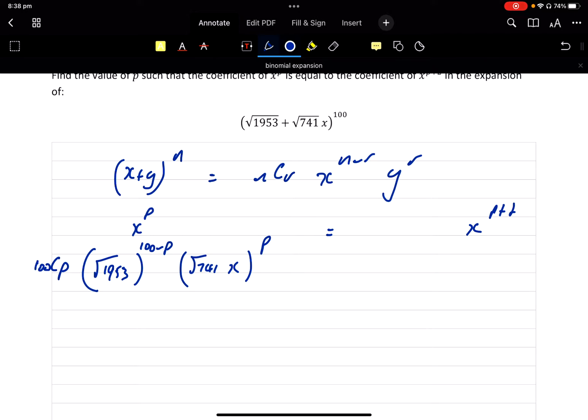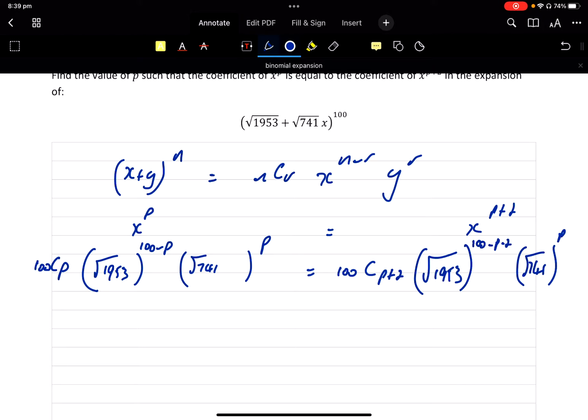In saying that, it's the coefficient of x, so this x doesn't want to be there. We just want to cancel that out. It's just root 741 to the p. And we're going to do the same thing to the other side, but it's going to be to the p plus 2. So it's going to be 100 C p plus 2 root 1953. These are tragic numbers, aren't they? That's going to be 100 minus p plus 2, so it's minus 2 because it's in front of a bracket, and root 741 to the p plus 2.